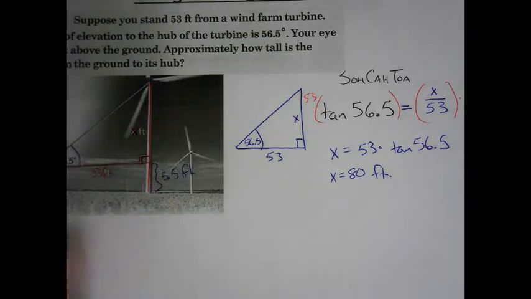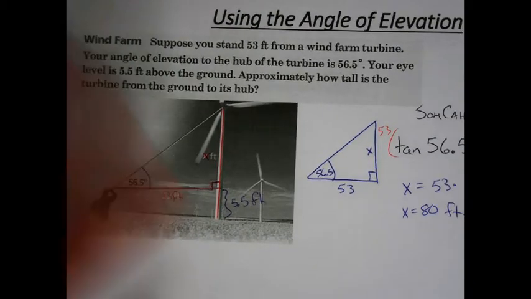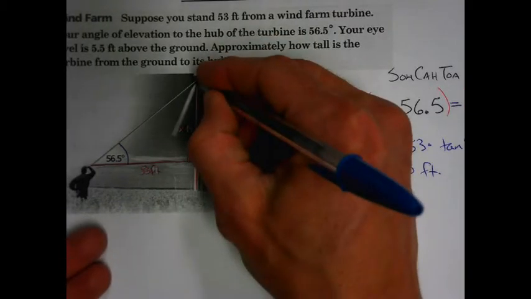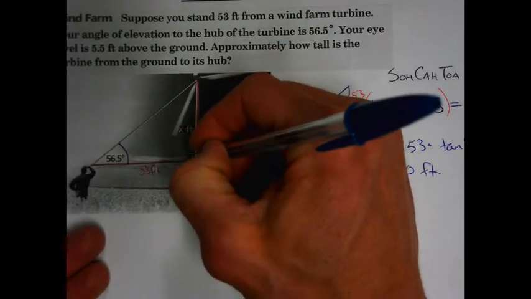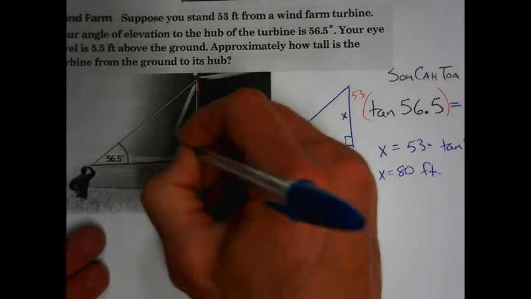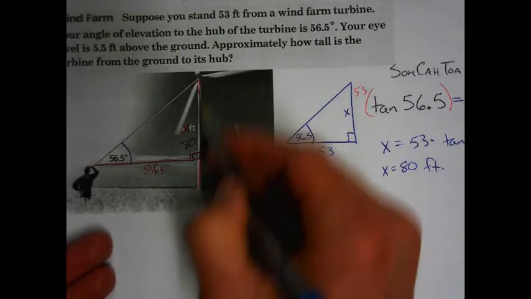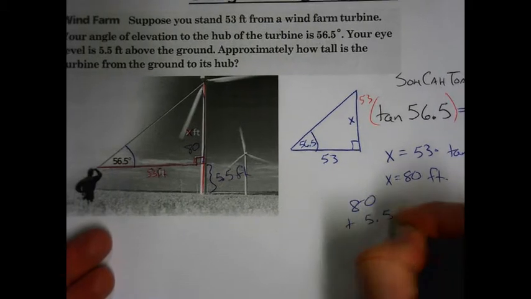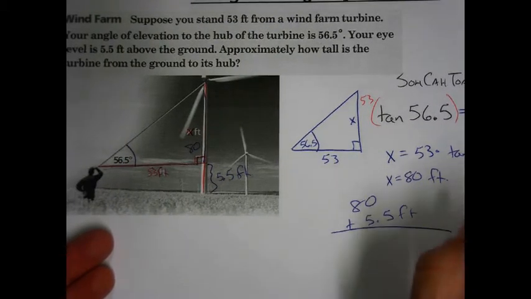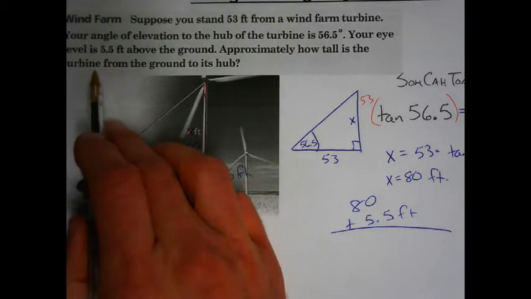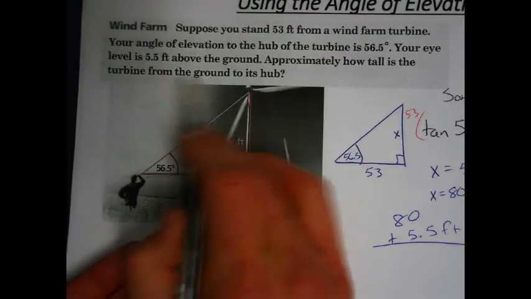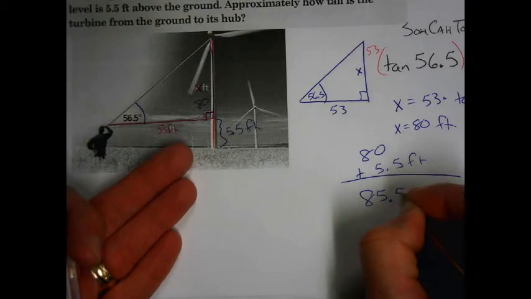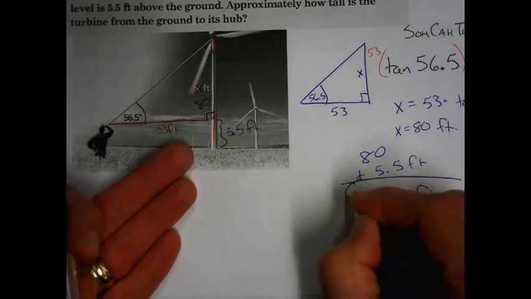Remember, we are looking from 5.5 feet above ground, so we use the segment addition postulate. Only from our line of sight to the top is 80 feet. Well, what about from the top all the way down to the ground? We will have our 80 feet plus our 5.5 feet. So how tall is the turbine from the ground to its hub? A combined total of 85.5 feet. And that's how that works.